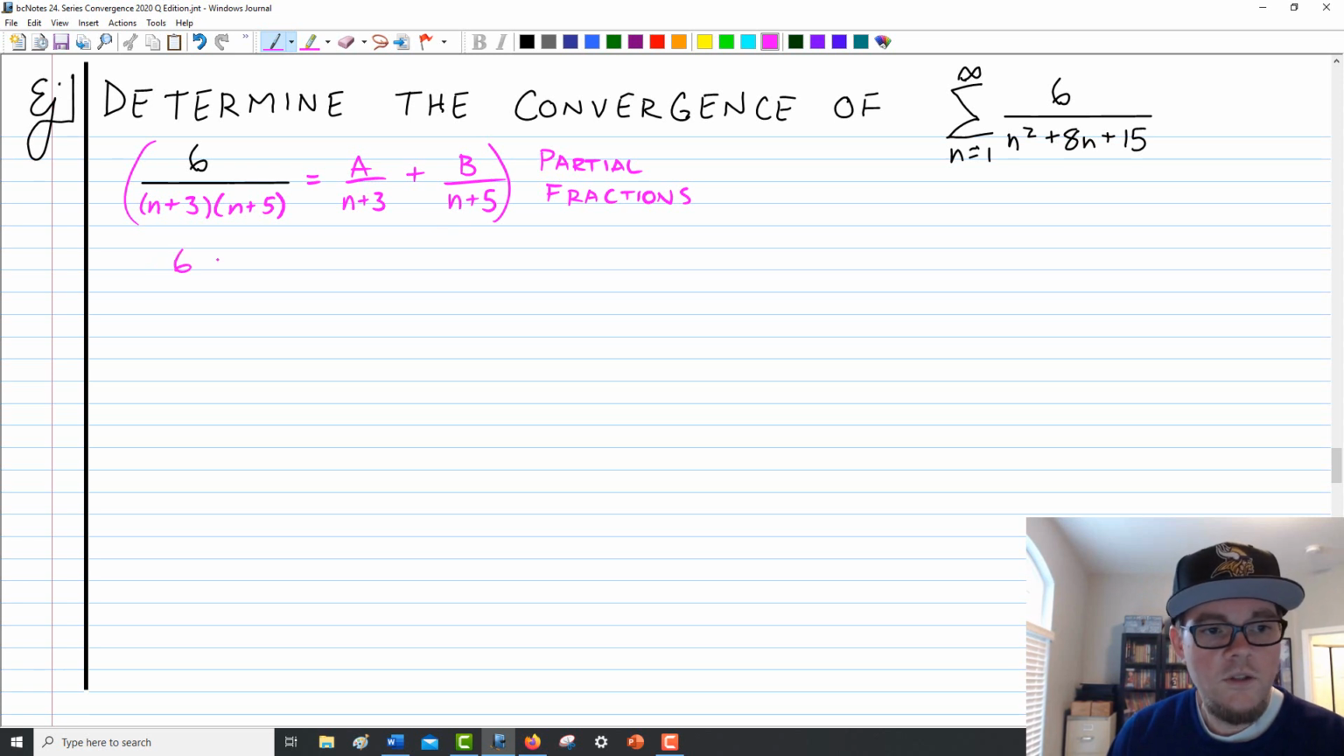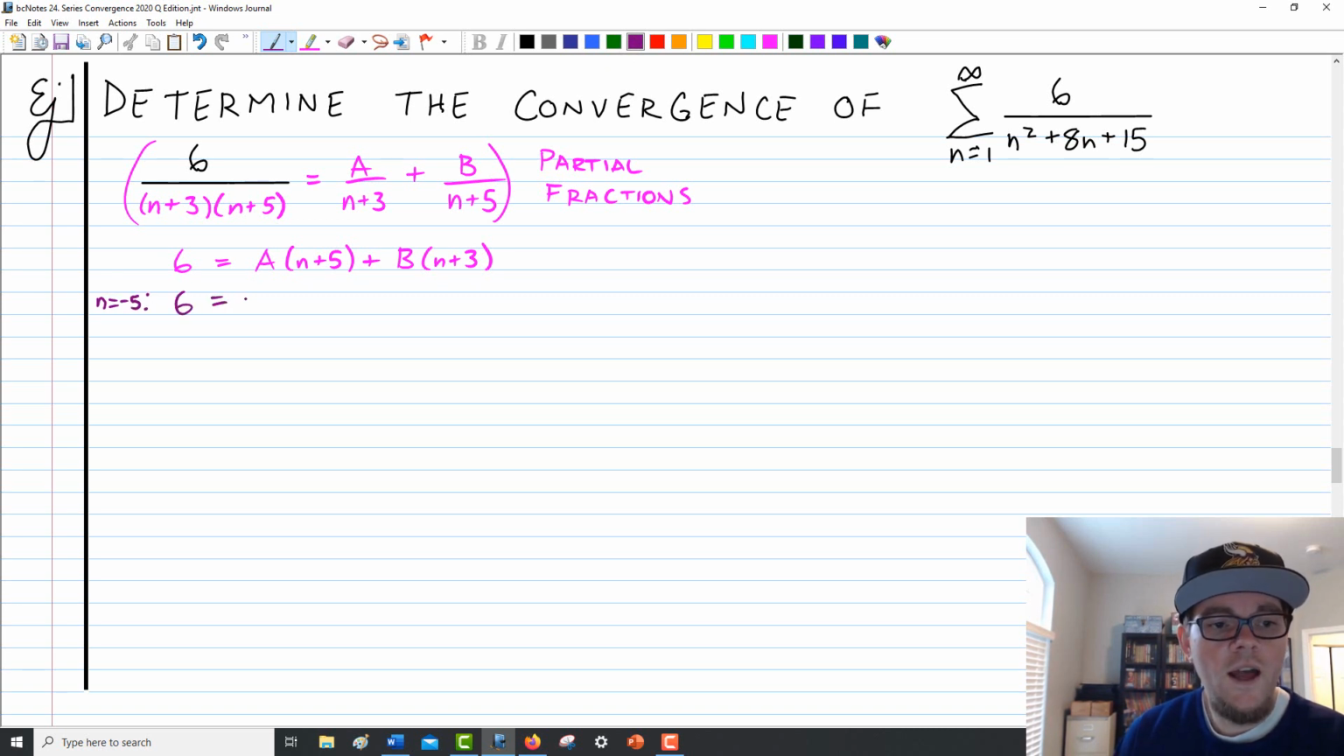That leaves us with the equation 6 equals a times n plus 5 plus b times n plus 3. Looking at those expressions, if we want to plug in values of n, we want to choose ones that will simplify our piece, so we pick really convenient values of n. Specifically, I'm going to first choose n equals negative 5. When I plug in n equals negative 5, I get 6 equals 0, and then plus b times negative 2. Given that information, that means that b is equal to negative 3.